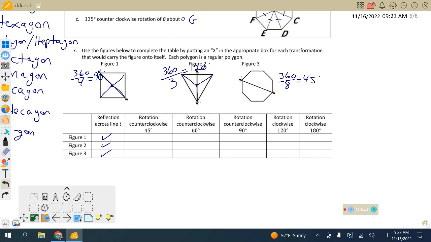Figure 1. Does a 45 then work? No. It has to be 90 or greater than, right? Yeah. Multiples of 90. 45 is not working. Nope. Does a 60? Nope.